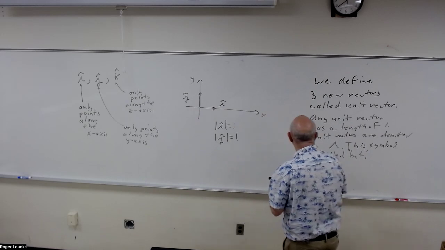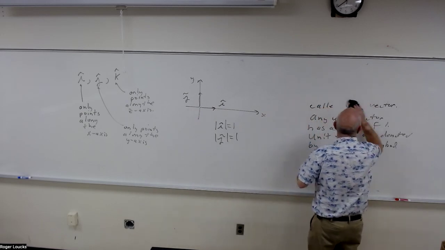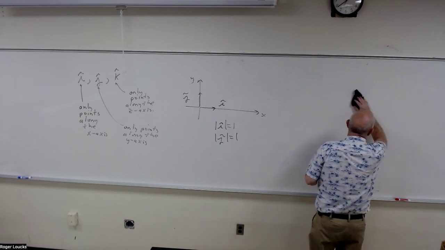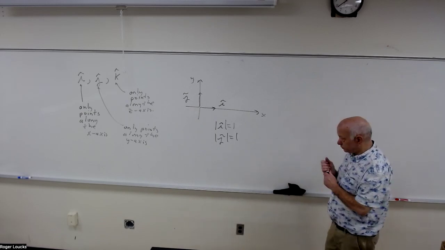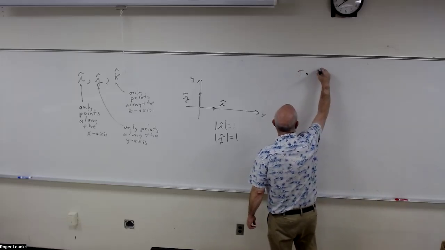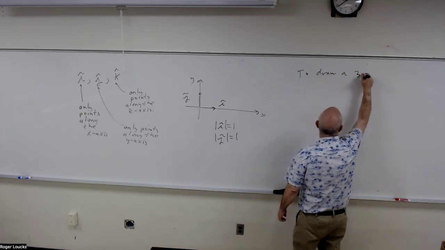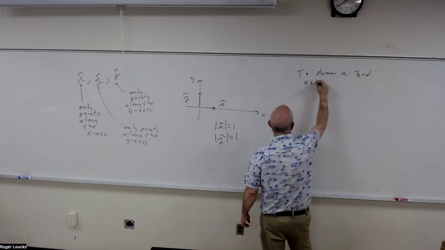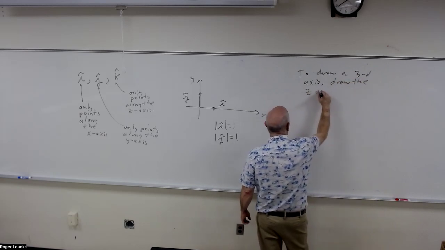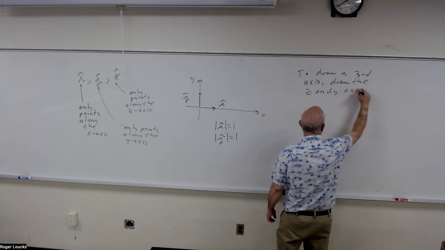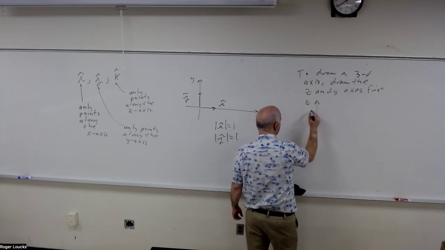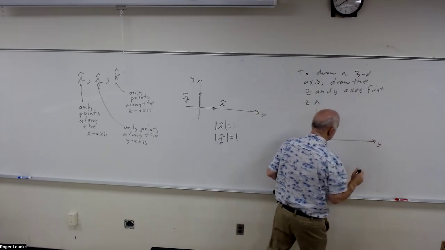Let me show you how to draw these. If you want to draw a three-dimensional axis, draw the z and y axes first. So this will be my z axis. This will be my y axis.